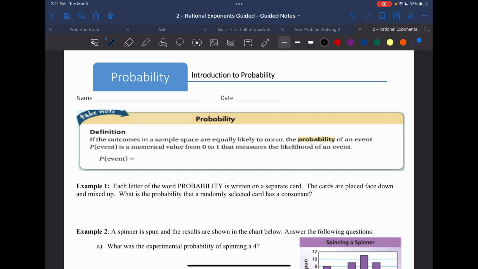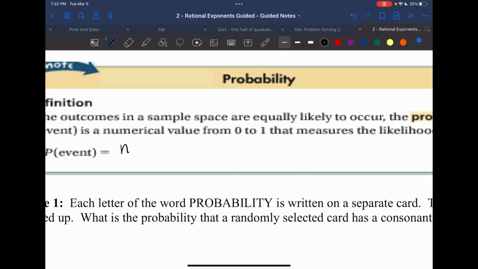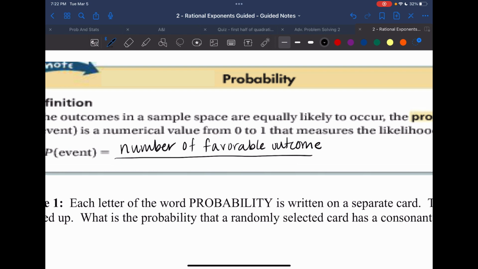So the definition of probability is: if the outcomes in a sample space are equally likely to occur, the probability of an event is a numerical value from 0 to 1 that measures the likelihood of the event. So basically what we would have to do is count up the number of the favorable outcomes, so whatever we want to happen, and divide that by the total number of outcomes.